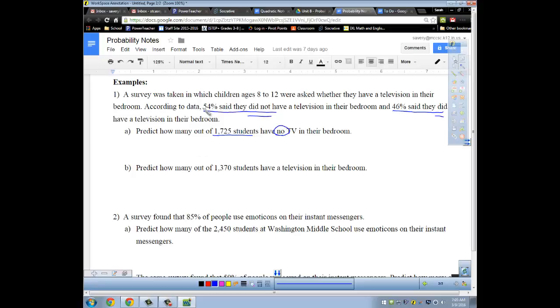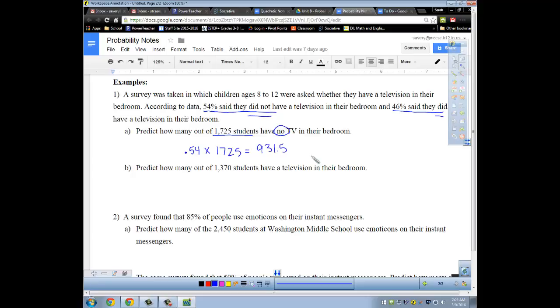So, I see a percent. What do I do? Turn it to decimal and multiply every time. So 54% will turn into 0.54. And we're just going to multiply it by how many people we surveyed, so 1,725. So 0.54 times 1,725 is 931.5. Now, that means 931.5 people said that they don't have a television in the bedroom.